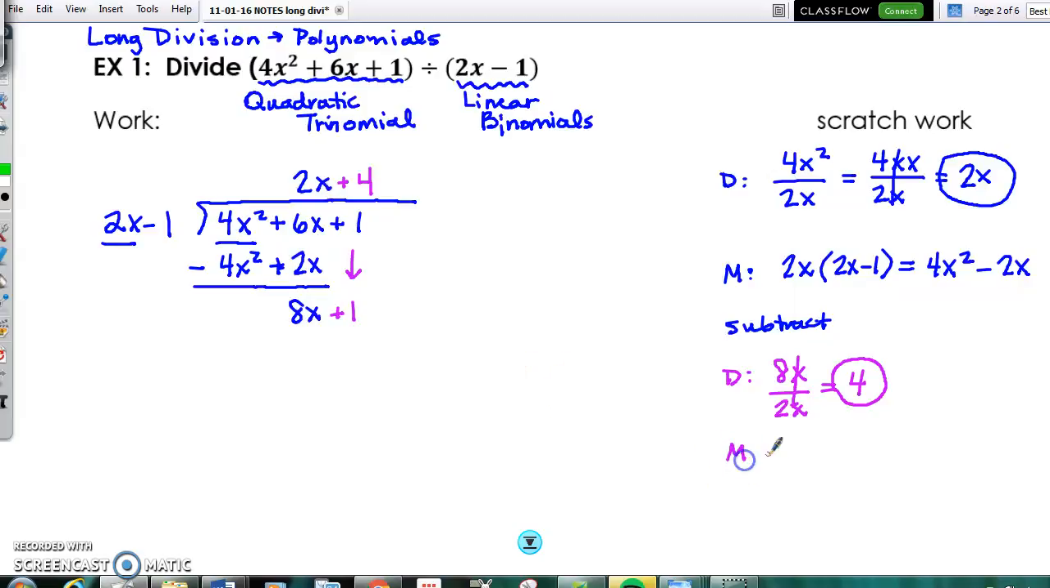And now we divided, now we multiply. The answer we just got times what we're dividing by. And that's 8x, minus 4. And now we need to subtract. So I'm going to subtract it over here. I'm just going to change the signs and add. It makes it easier on me. So subtract 8x. Subtract a negative 4. It means add 4. 1 plus 4 is 5. And now I've got this remainder, since there's nothing else to keep going on.